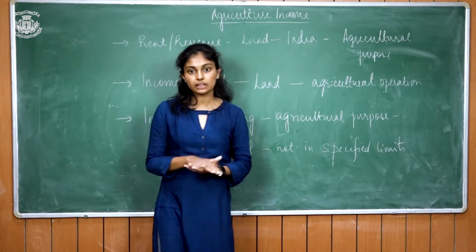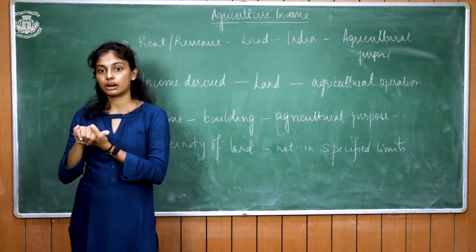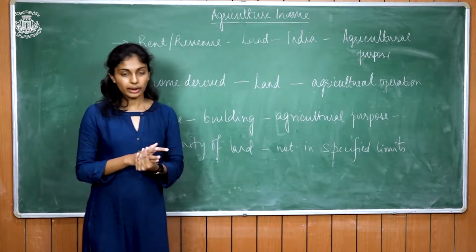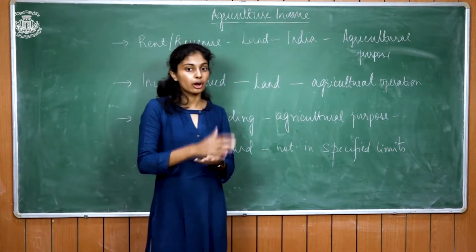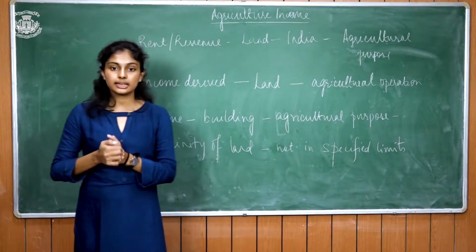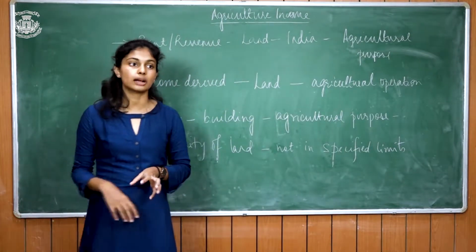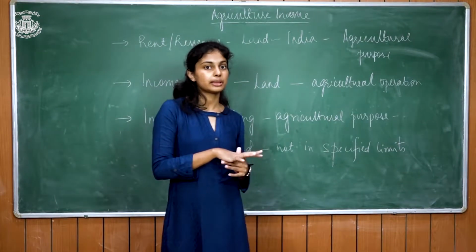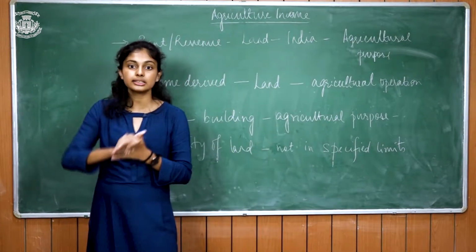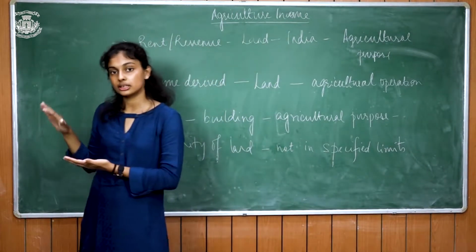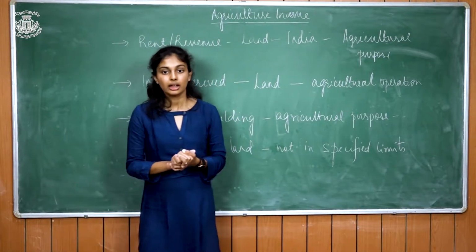Now we know that agricultural income is exempt from tax. We will also have some cases where the income is not purely agricultural, which means there is going to be a portion of agricultural income and a portion of non-agricultural income. In such cases, the rules to the Act specify what portion is considered as agricultural and what portion is considered as non-agricultural income.